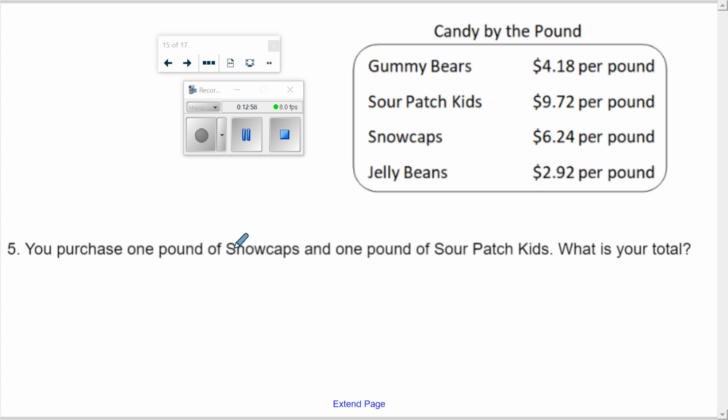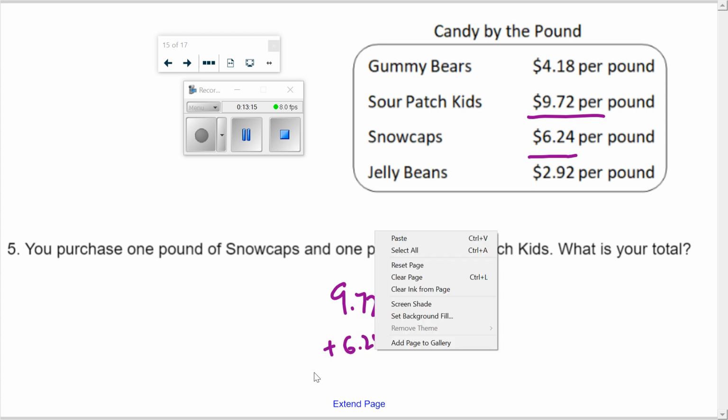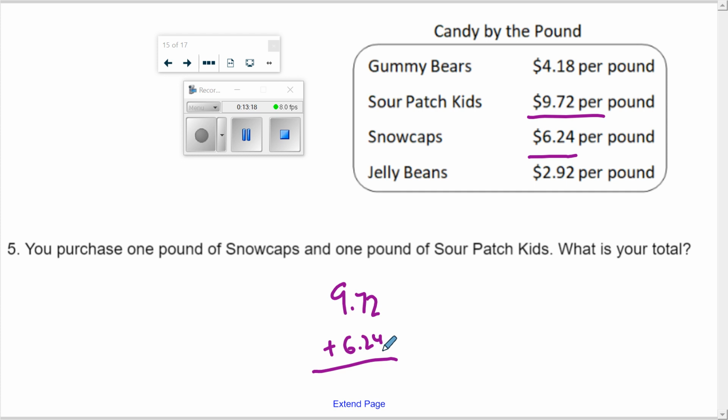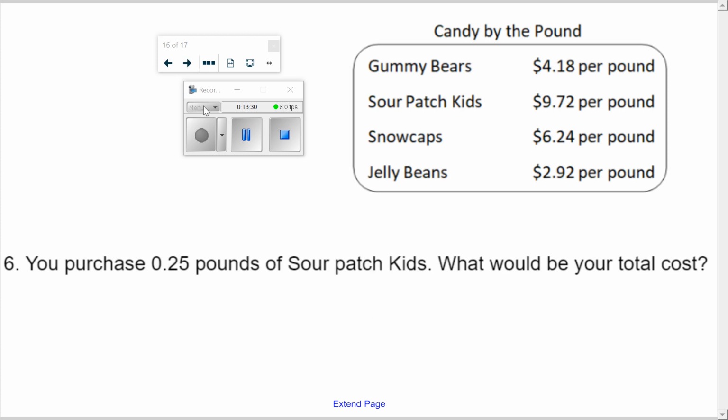Got a few more. You purchase 1 pound of snow caps and 1 pound of Sour Patch Kids. What is your total price? Well, 1 pound of this is going to cost $9.72, and 1 pound of snow caps, this is just an addition problem, 9.72 plus 6.24. Add them up. 2 plus 4, 6. 7 plus 2, 9. Decimal point comes here. 9 plus 6 is 15. What does that mean? You're going to pay $15.96.